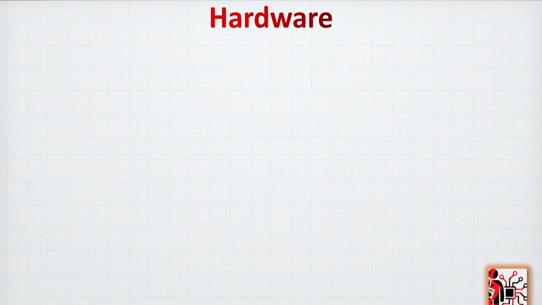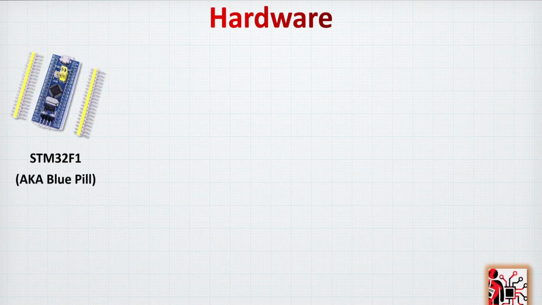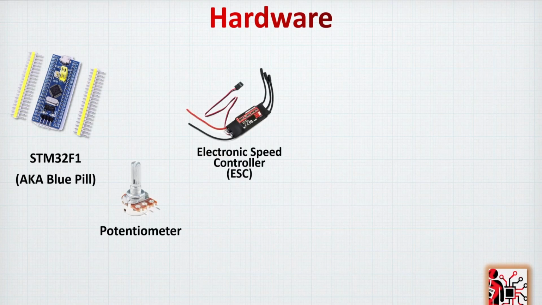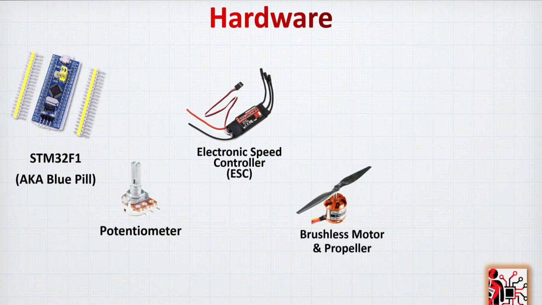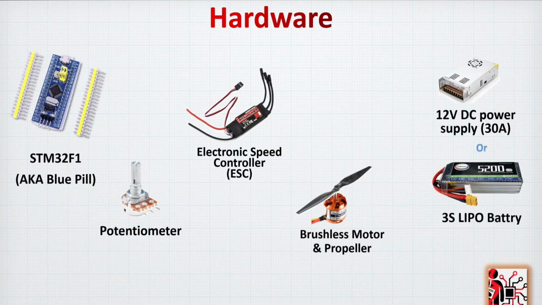From the hardware perspective, we're going to use, as usual, the STM32F1 based board, aka the Blue Pill. We will need a potentiometer, an electronic speed controller, an ESC, and a brushless motor with a propeller to see the rotations. Finally, I'll be using a 12-volt DC power supply with a 30 amp output, or you can use a 3S LiPo battery.